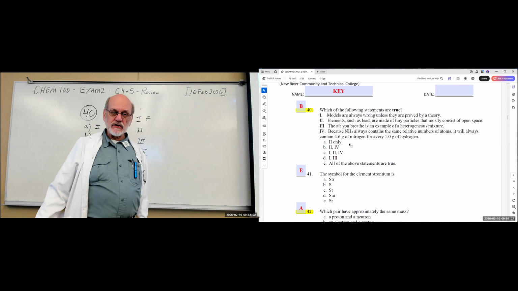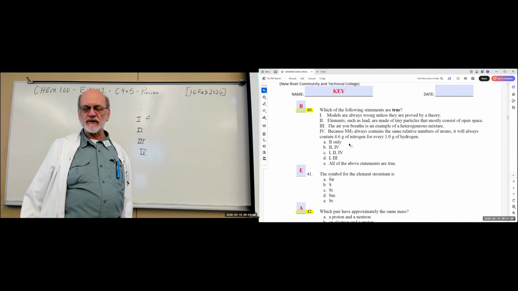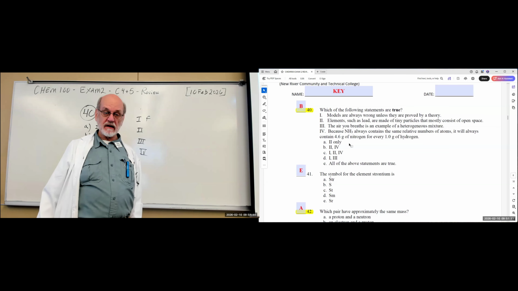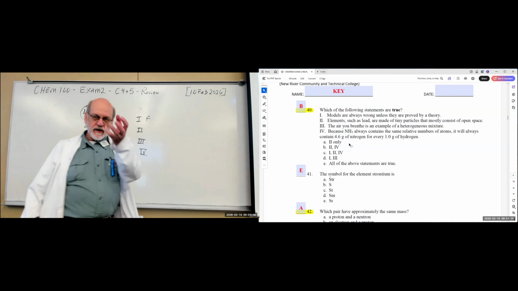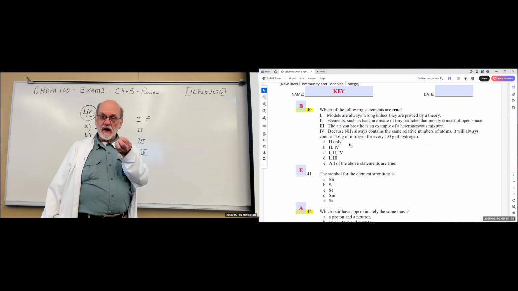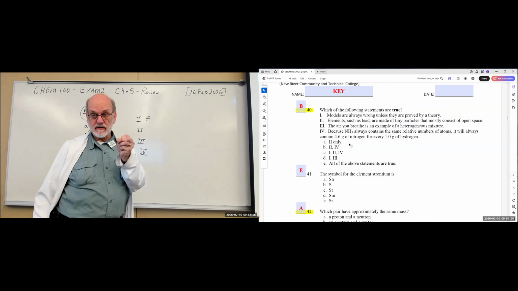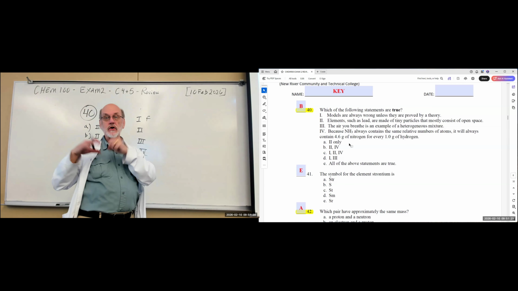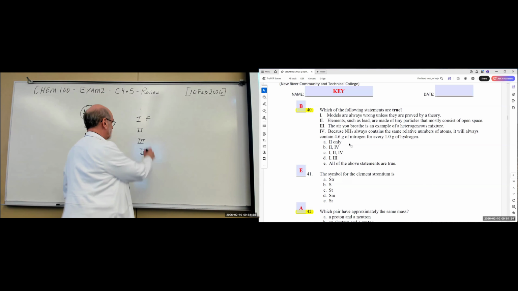Okay. 2, elements such as lead are made of tiny particles that mostly consist of open space. Well, yeah, atoms are mostly open space, right? You have a very dense nucleus where protons and some neutrons are combined in close proximity, and even there's some space. But the electrons out here, there's a huge amount of space. So atoms are mostly empty space. That one's true.